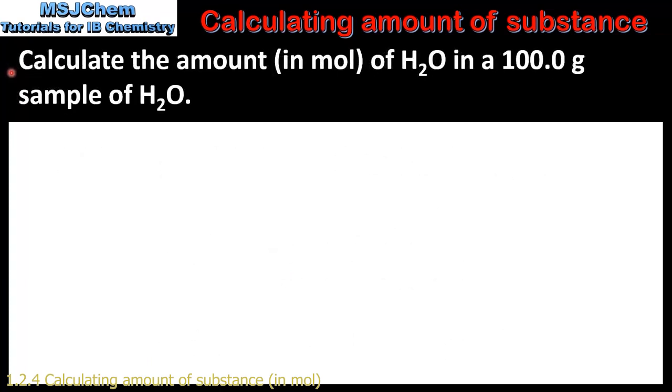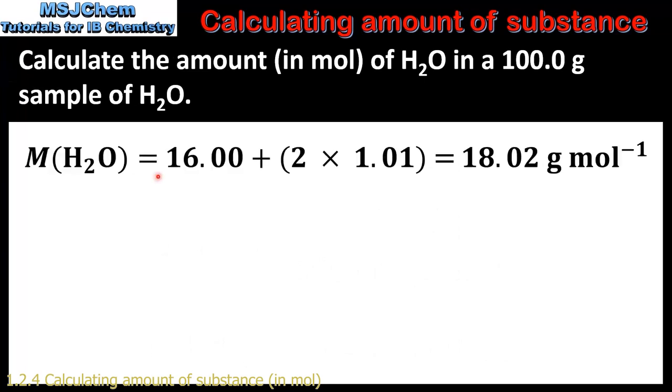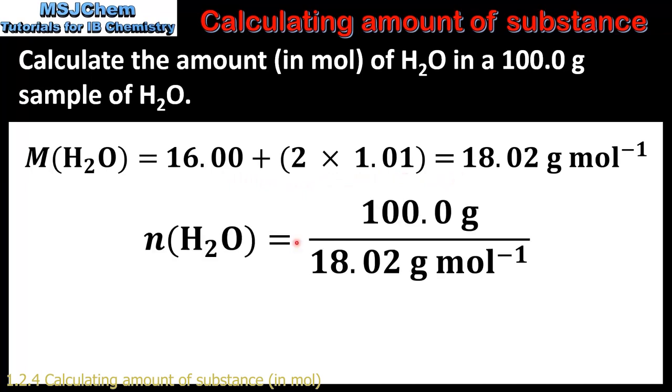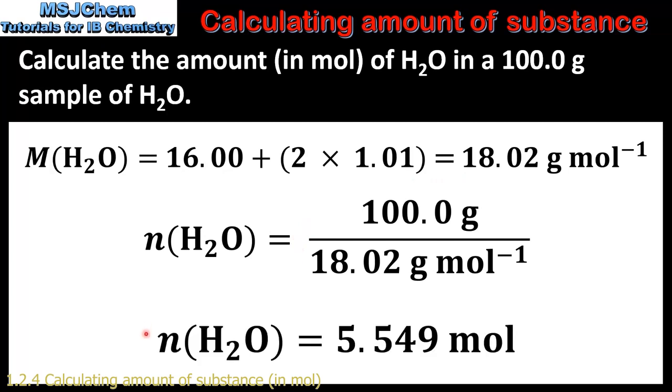In the next example, we'll calculate the amount in moles of H2O in a 100-gram sample. So just like in the previous example, the first step is to determine the molar mass of H2O. The relative atomic mass of oxygen is 16, and for hydrogen it's 1.01. So for the molar mass we have 16 plus 2 times 1.01, which gives us 18.02 grams per mole. Next, we divide the mass in grams by the molar mass, which gives us an amount of H2O of 5.549 moles.